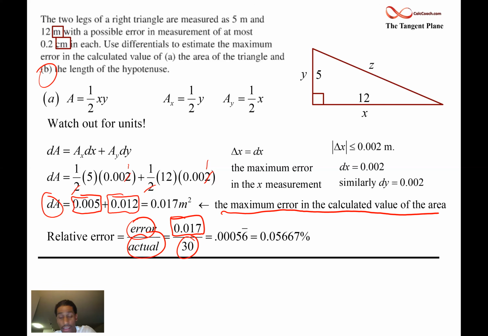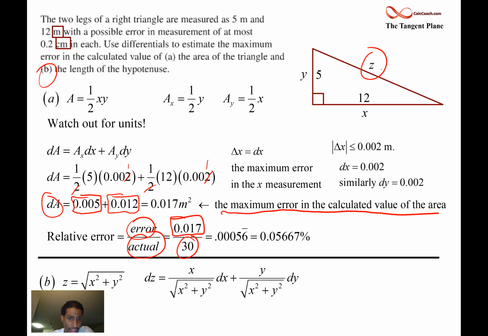Now, what does that do to measuring the length of the hypotenuse if you're off by 0.2 centimeters in each way, 0.002 meters? If you call the hypotenuse z, then it's the Pythagorean theorem: z is equal to the square root of x squared plus y squared. So then we take the partial derivatives. We do 1 over 2 square root of x squared plus y squared, and then we multiply by 2x, and those 2's cancel. That gives us the x partial. There's the y partial.